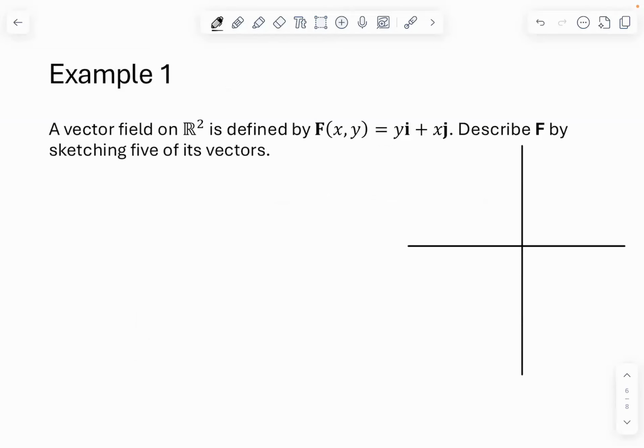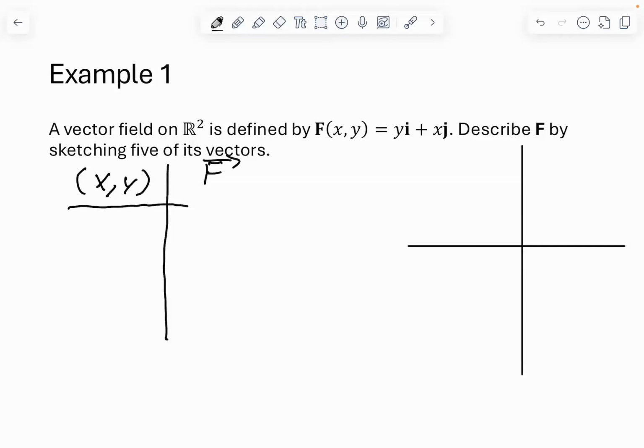So for example, a vector field in R2 is defined by f of x and y is equal to y times i plus x times j. And we want to describe f by sketching 5 of its vectors. So I'm going to put here a small table just so we can see what's going on.